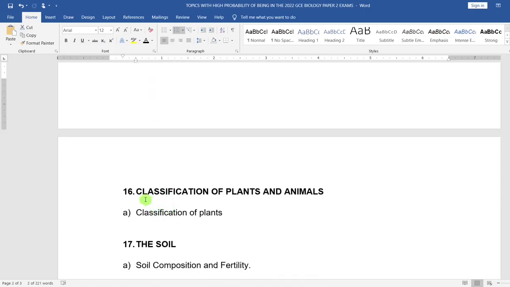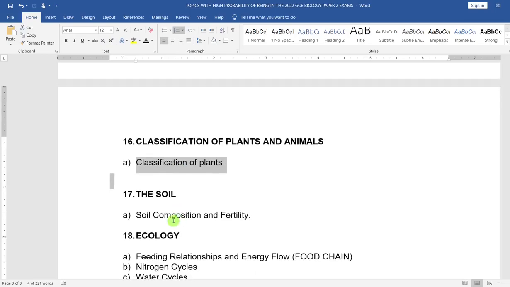Then from here you go to classification, guys. So under classification, here you need to look at the classification of plants, how plants are classified in different categories. Study the different classes of plants which are there, and then you know how to classify, what features do they look for to classify plants in different categories. All right, then also you need to look at the soil. Under soil, you need to look at the soil composition and the fertility.